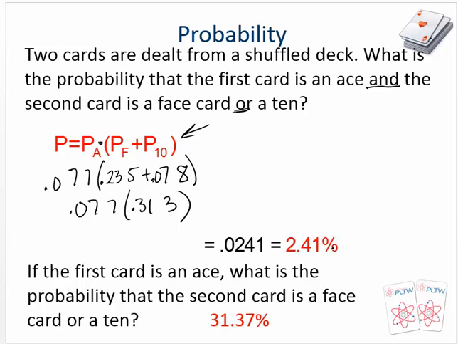If the first card is an ace, what is the probability the second card is a face card or a 10? Well, what that does here then is this is a different problem, and let's figure out how they got that.